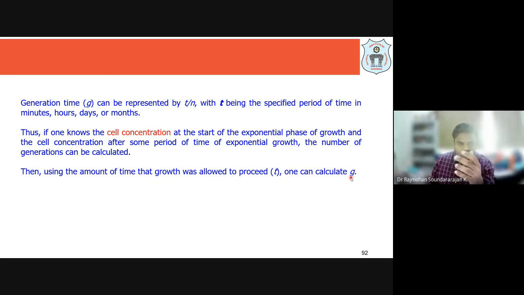Once you know the generation time, we will be able to calculate, if I am doing an experiment for this much time, what will be the number of generations that has taken place, or the number of cells that is there, can be easily calculated. Okay.